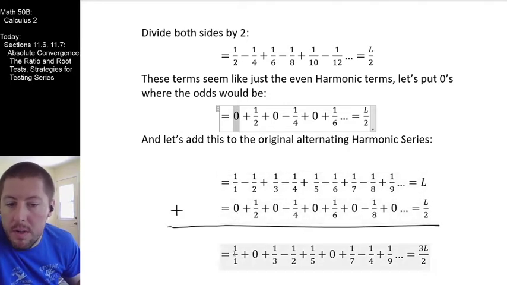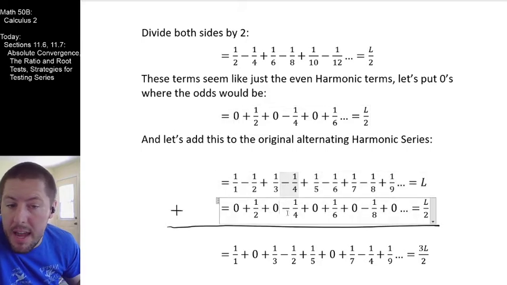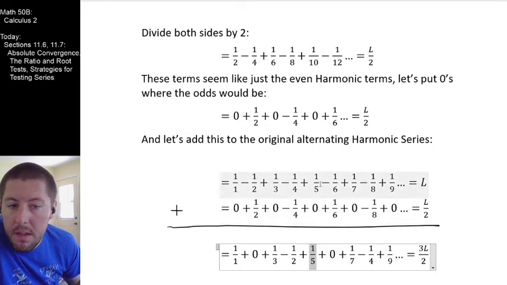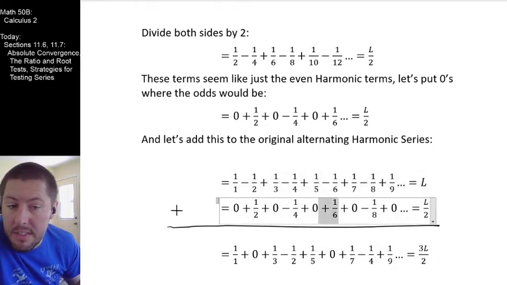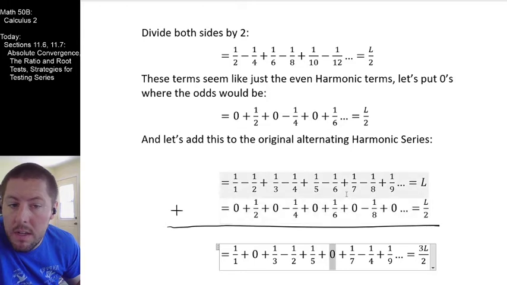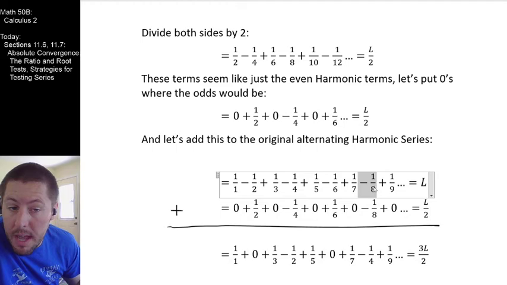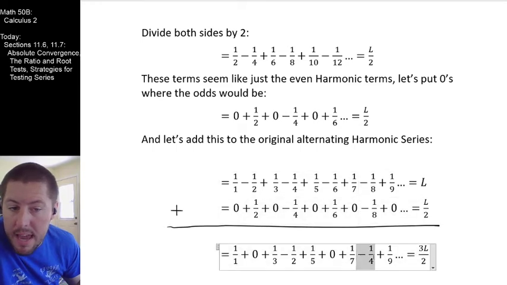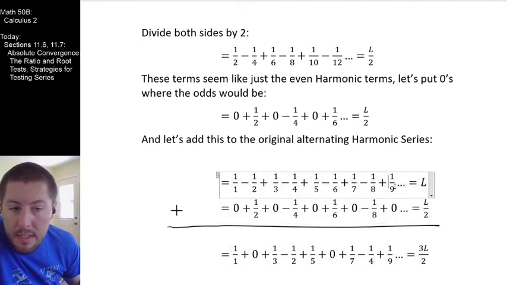So 1 plus 0 is 1. Negative a half, positive a half is 0. A third and 0 is a third. Now notice here we got same signs, negative a fourth and negative a fourth. Well, that just gives me negative a half, right? Next up, a fifth and 0 gave me a fifth. Next up, we cancel negative a sixth and positive a sixth and get 0. Next up, a seventh and 0 gives us a seventh. Next up, we double up and we get negative 1/8. Negative 1/8 gave me negative 1/4. Next up, 1/9 and 0 is 1/9, etc.